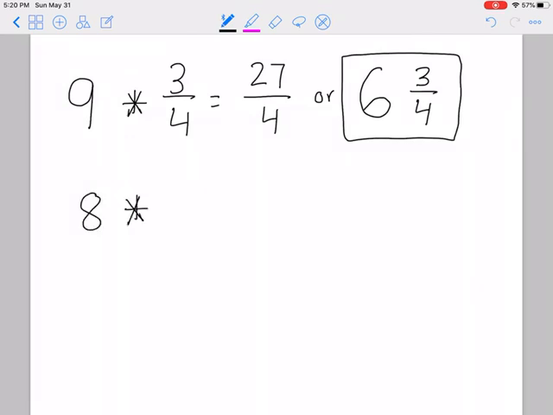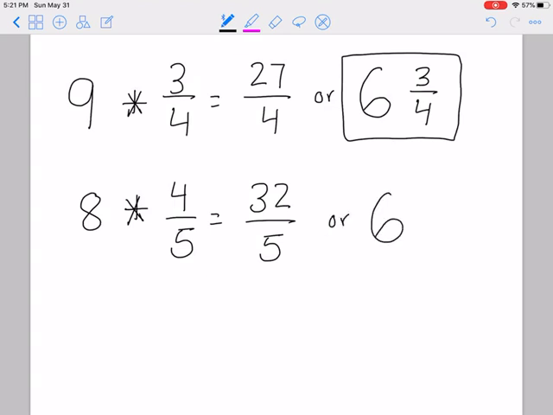Okay, 8 times 4 fifths. 8 times 4 is 32. The denominator stays fifths. Now 32 is not a multiple of 5, so you know that you're going to have a mixed number, a whole number and a fraction. So what times 5 would get me close to 32? Well, I know 5 times 6 is 30, so I could take out 6 wholes, and I'm left with 32 minus 30, which is 2. So you're left with 6 2/5.